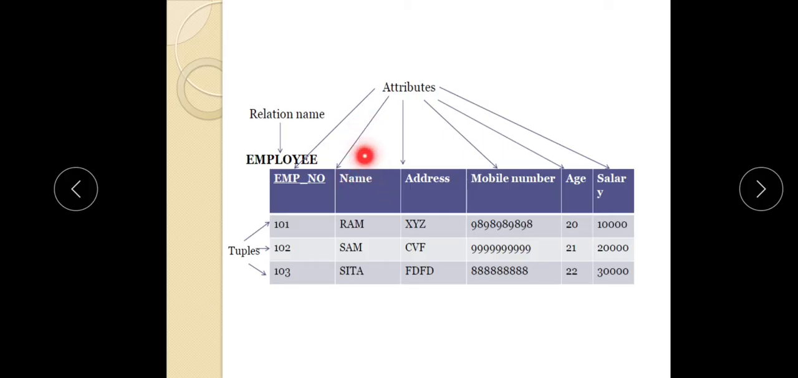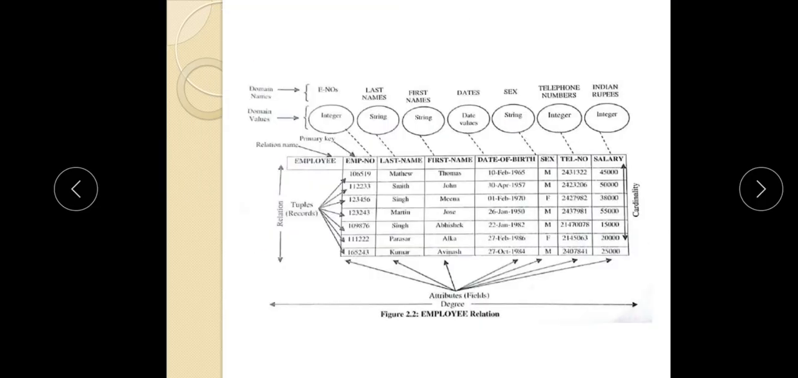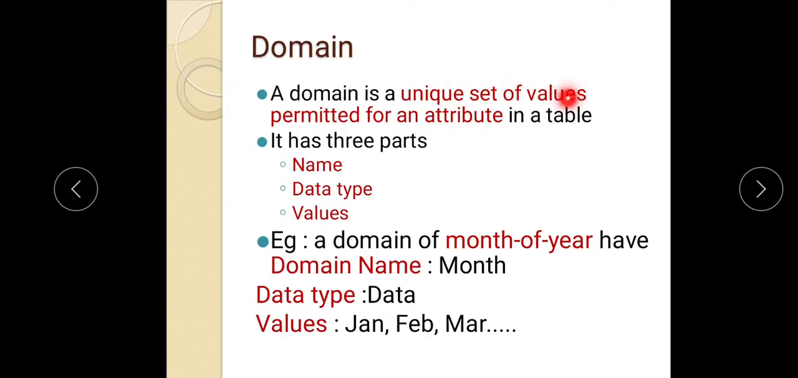In name, a name is also a domain name, and it is also an attribute. Here, what type of data can be accepted in this name? Characters. So those are called domains. A domain is nothing but a unique set of values permitted for an attribute in a table. Clear? So it has three parts: the name, data type, and values.